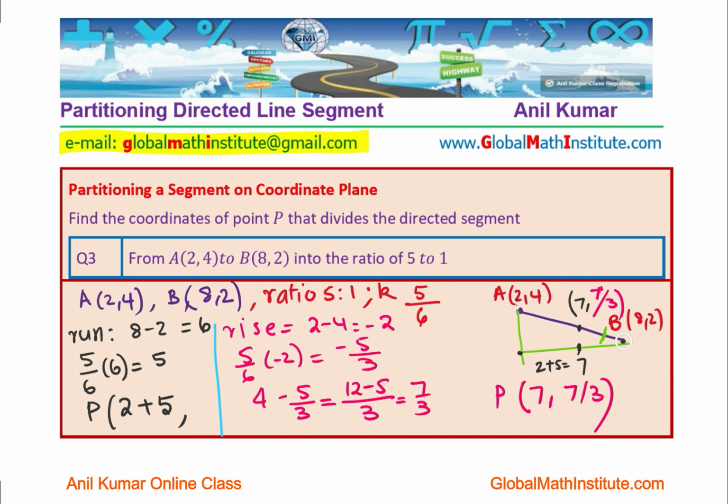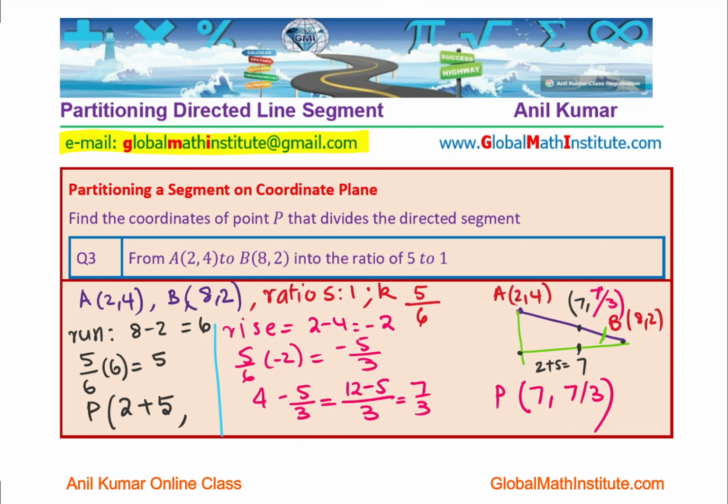So when you do the rise, it is negative, which means I have to go down, means I have to subtract 5/6 of the difference in y value. So 5/6 of minus 2 was minus 5 over 3. We subtracted this value from 4 to get our answer as 7 over 3, the y coordinate of point P. You get the idea? So that is the way to do such questions.